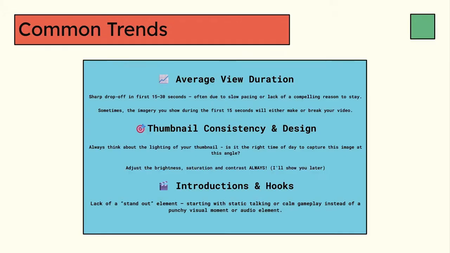In terms of the average view duration, which is how long your viewer actually on average stays in your videos to watch them, we see a sharp drop-off in the first 15 to 30 seconds, usually when all of the new viewers are coming onto the video. And I have a belief that this is often due to slow pacing or a lack of a compelling reason to stay when it comes to the idea or the concept behind the video.